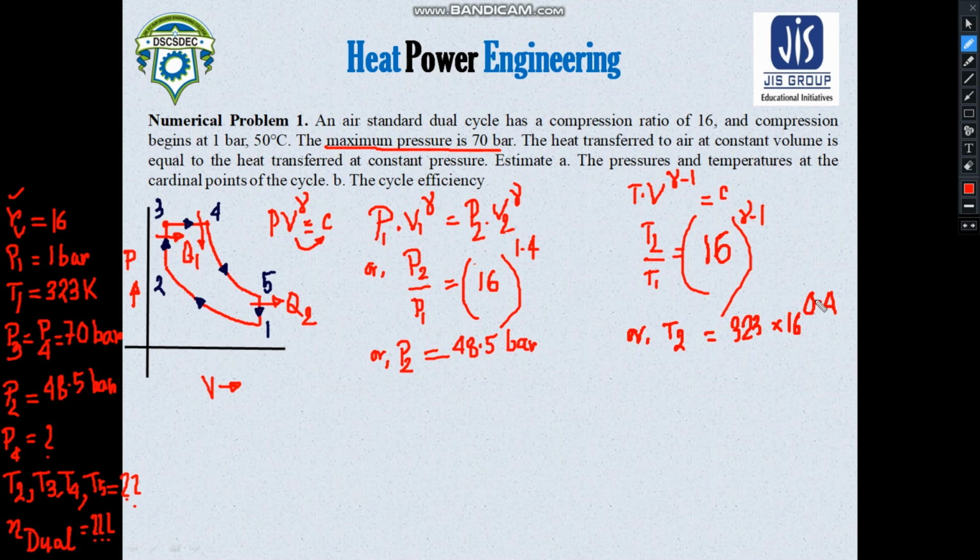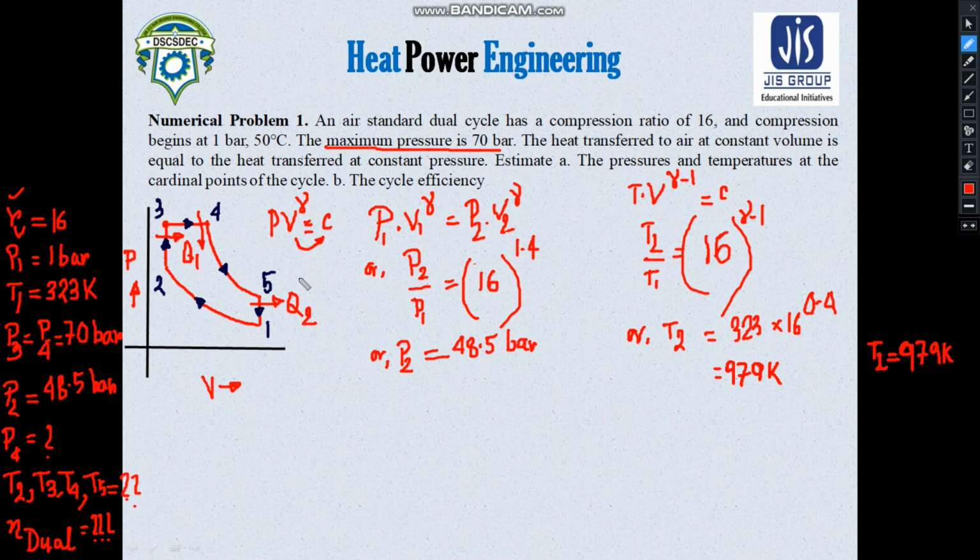So if you do the calculations, you will see that T2 would become 979 Kelvin. Okay, so now after finding T2, what will be our objective? We have found out two specific things: one is the pressure and another one is the temperature at state point 2.